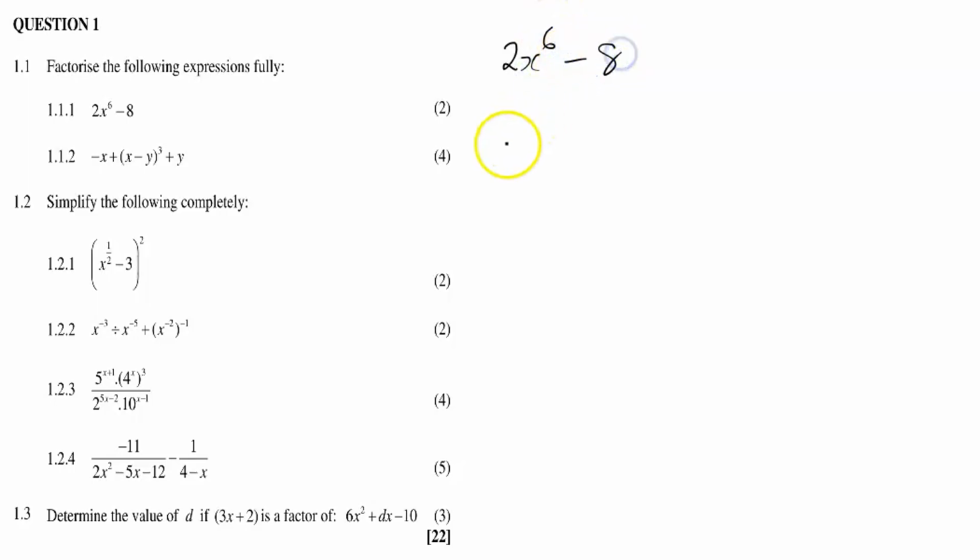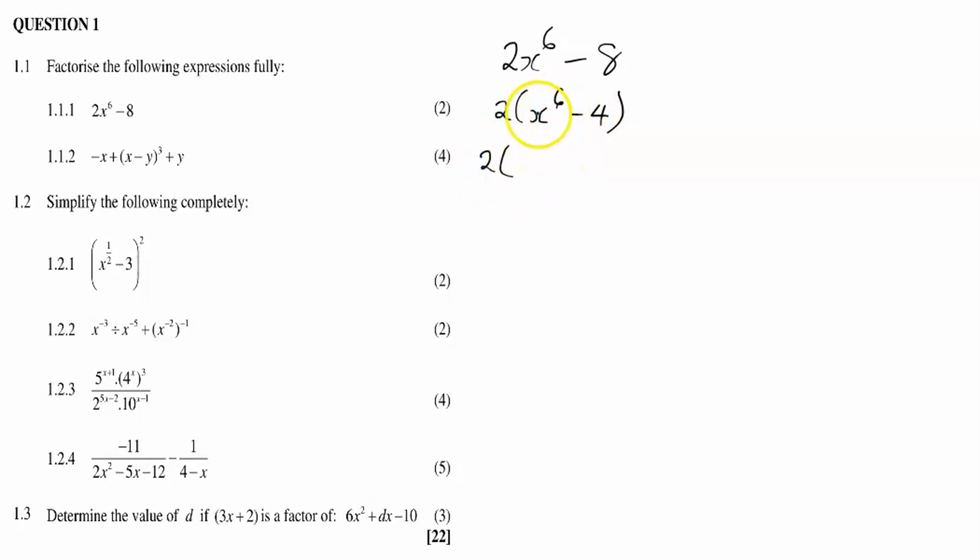6 minus 8. Since you are factorizing, you just check the common factors before you check for a difference of two squares, sum of two cubes, and all those. Between these two terms, we've got something that is common, which is 2. Take it out. Here you'll be left with x power 6 minus 4.